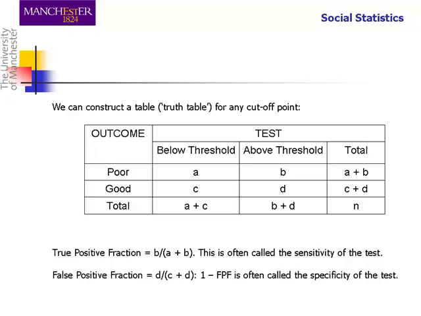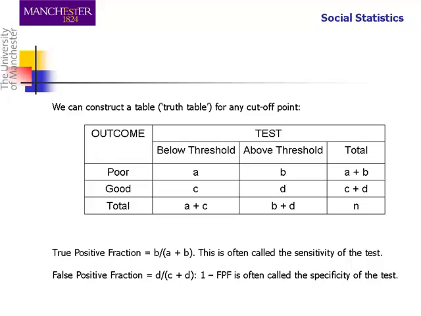And one way we can do it is to talk in terms of the true and the false positive fractions. So the true positive fraction are those above the threshold who have a poor outcome divided by the total number with a poor outcome, B over A plus B. And of course we'd like that to be as close to 1 as possible, which means we'd like A to be very small. And we often call that the sensitivity of the test, or the sensitivity of the risk score.